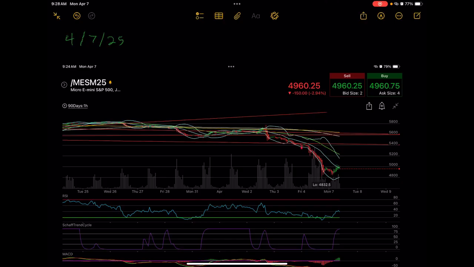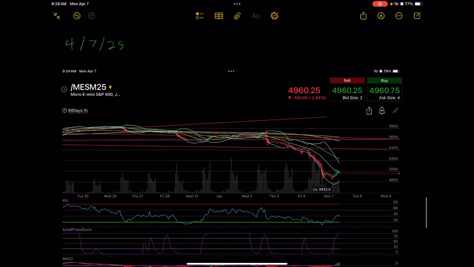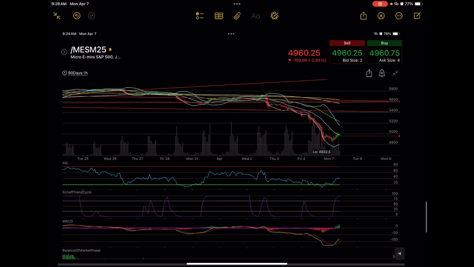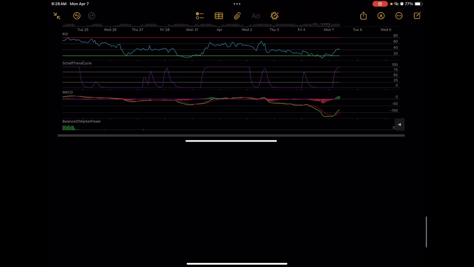This is Trading Notes for today, and as usual, the MESM trades off of the SPX, the S&P 500, SPY, other things follow this, but the orders for today are a little more complex than usual because we have a lot of movement.